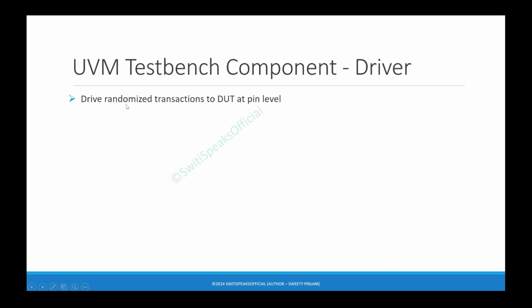Driver drives randomized transaction to DUT at pin level. So we had discussed that driver collects the transaction information from the sequencer. This driver is connected at the top to a UVM component called a sequencer, and it collects those transactions and converts it into the pin level, which is then given to the DUT. So this information is used to drive the DUT. You are providing some input to the inputs of DUT so that it generates some output.